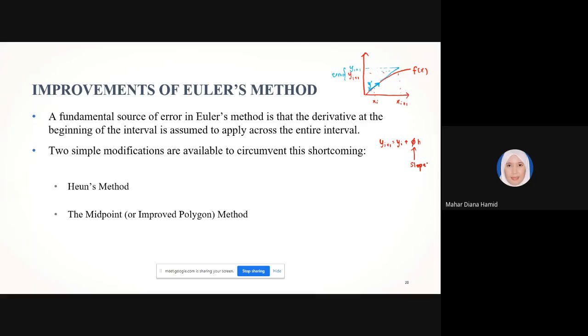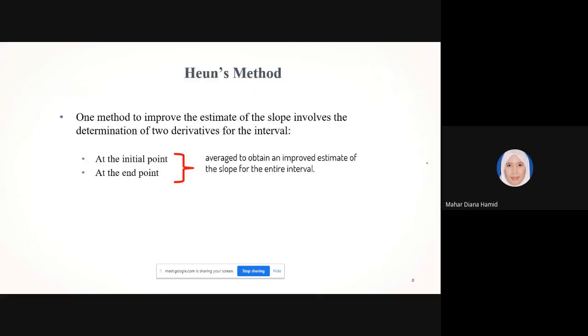Now, Heun's method is used to improve the estimates. For Heun's method, we are going to determine the derivative for the interval. So instead of having only one derivative, we are going to determine two derivatives at different points in that particular function. The first slope would be determined at the initial point, and the second slope would be determined at the end point.